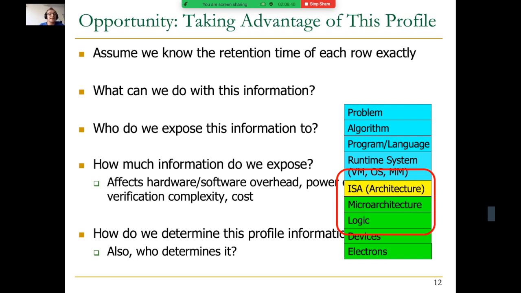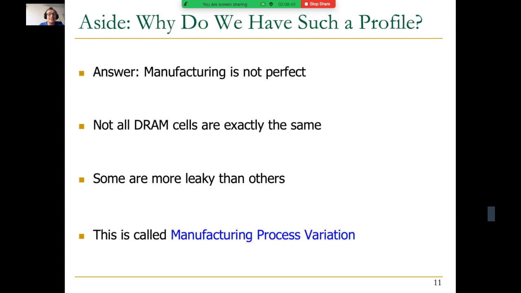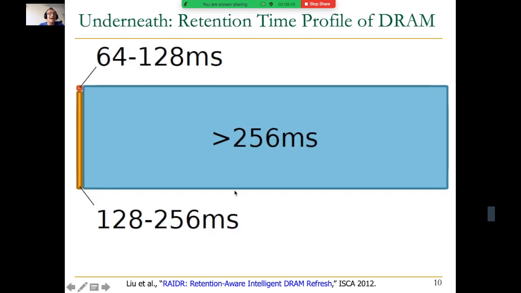You can say, okay, this is my memory. I've determined this profile, and you tell memory, you tell the operating system, these are the physical rows, and this is how much time they can retain data. And the operating system can say, okay, this looks interesting. I don't need these rows, so I'm never going to allocate anything to them. Basically, I'm never going to allocate any data to a row that can retain data for less than 256 milliseconds, because there are so few rows like that anyway, and I'm not that memory constrained.